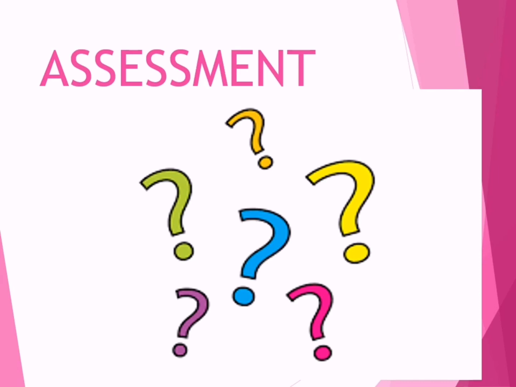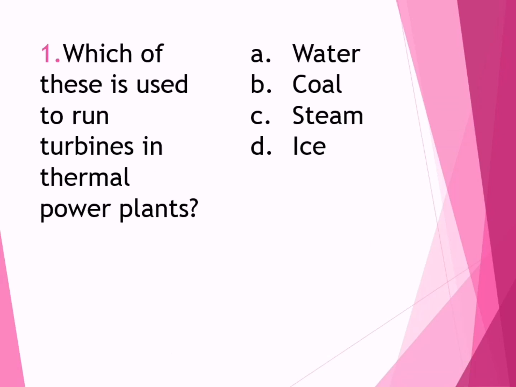Class, for the assessment today, answer the questions in your notebook using your pen. So, let's begin. For our first question: which of these is used to run turbines in thermal power plants? A. Water. B. Coil. C. Steam. D. Ice.